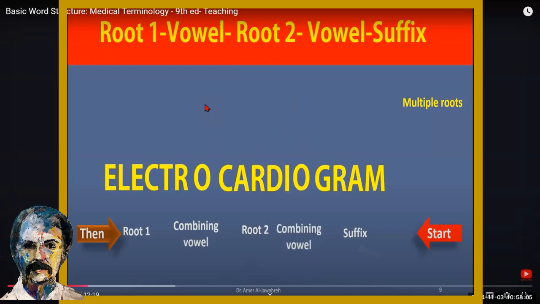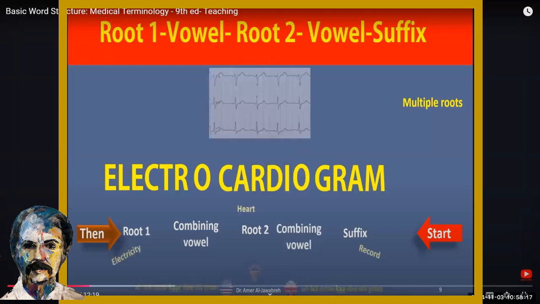Electrocardiogram. Electrocar, there's an R. Or electrocardiogram, like the British, cardiogram. The R disappears. There is no R. Listen. Electrocardiogram. See, cardiogram. That's the Americans, and that's the British, whichever you like.